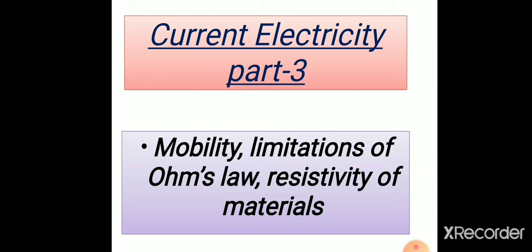In this module, we will be discussing mobility, limitations of Ohm's law, and resistivity of materials.